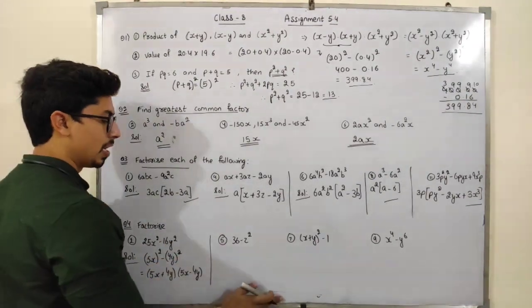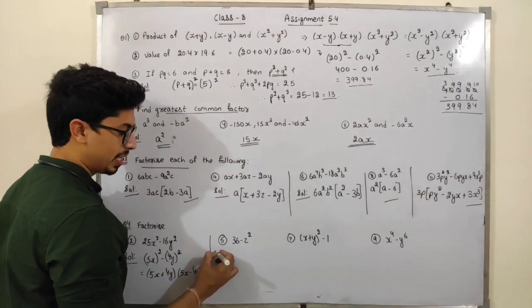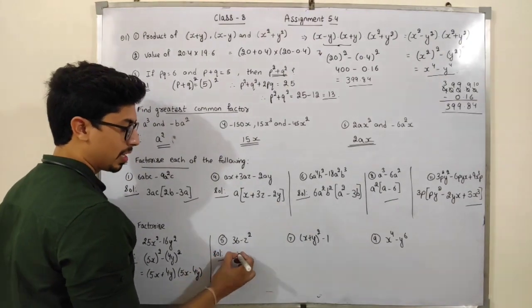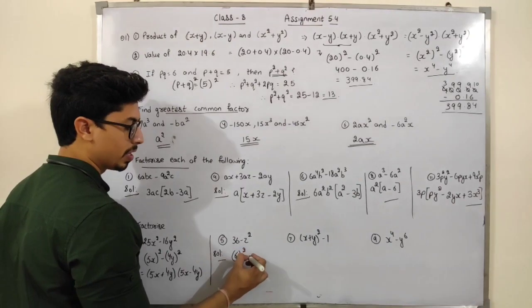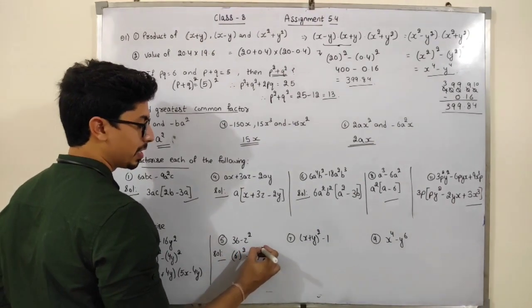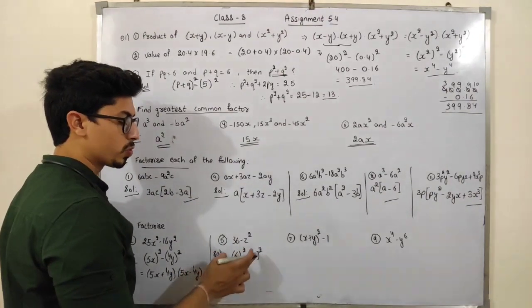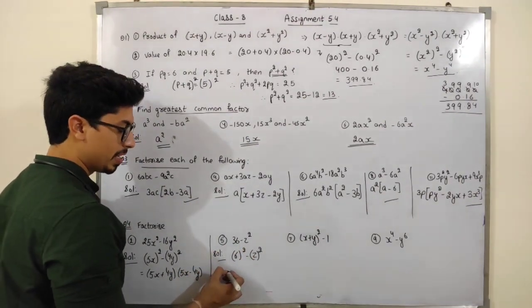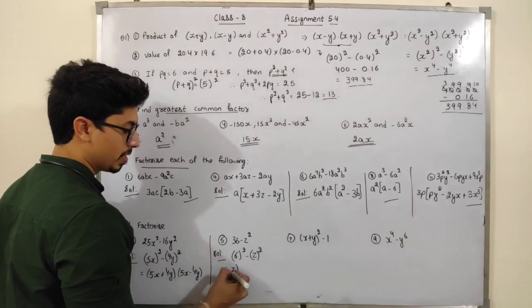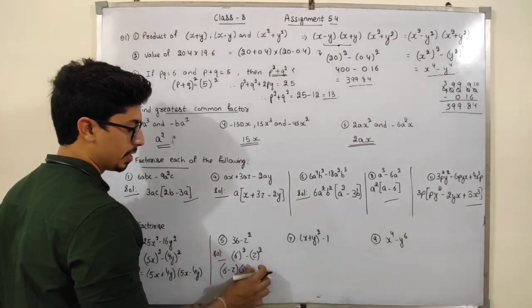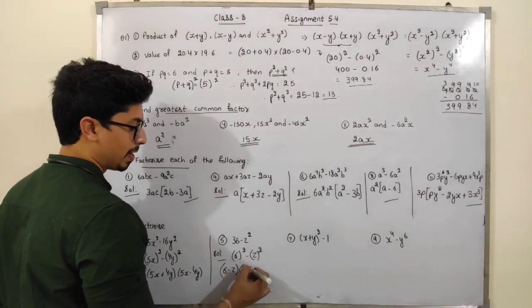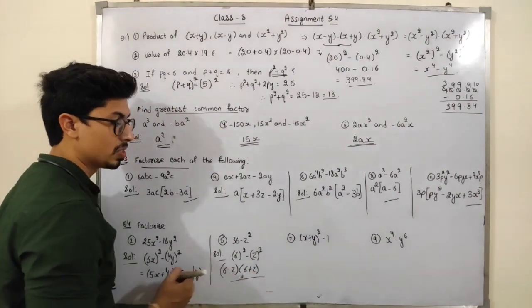Similarly, in this, students, 36 can be written as 6 square minus z square as it is. Now I can use a square minus b square again. So this will be a minus b and a plus b. So this is our answer.